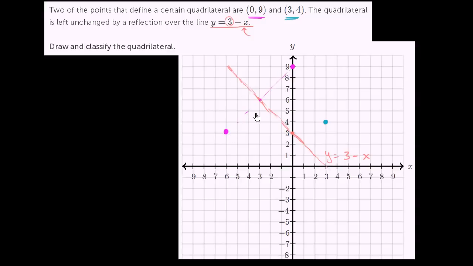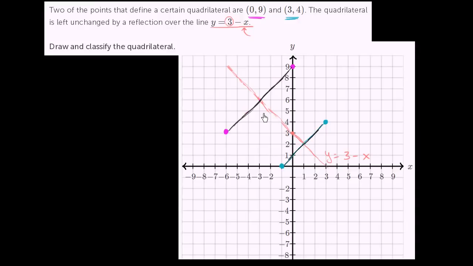Now let's do the same thing for this blue point. To drop a perpendicular to this line, we have to go diagonally across 2 of these squares. So let's go diagonally across 2 more of these squares, just like that, to get to that point right over there. And now we've defined our quadrilateral. Our quadrilateral looks like this.